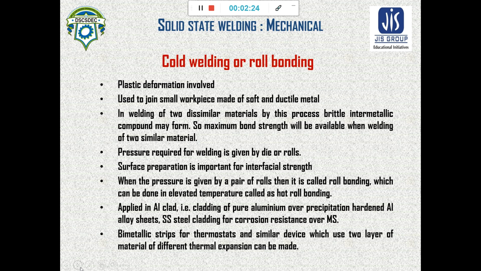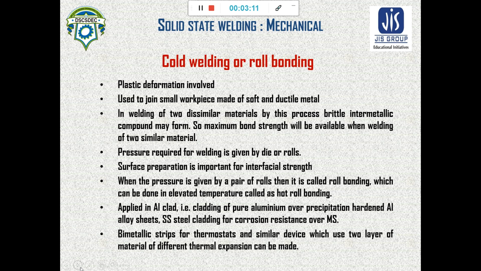So first there is cold welding or roll bonding. Here plastic deformation of the solid will be involved in this process. This is used to join small workpieces made of soft and ductile metal, and in the welding of two dissimilar materials by this process, brittle intermetallic compound may form. Maximum bond strength can be available when welding of two similar metals is done. So for cold welding we prefer the welding of similar metal.